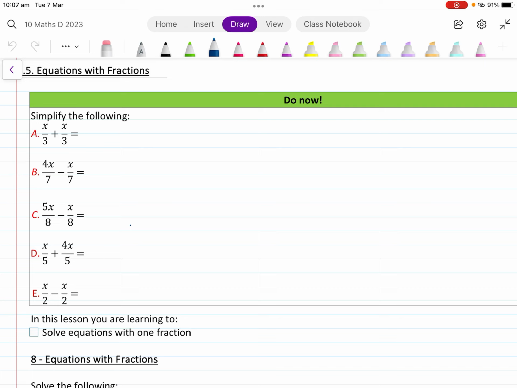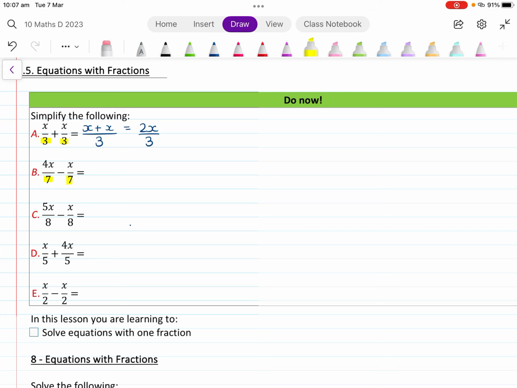Okay, so we are asked to simplify the following. We have x over 3 plus x over 3. Because we have the same denominator for both fractions, we can add our numerators together, x plus x, and put them over that denominator of 3. So x plus x is 2x over our denominator of 3. For b, we have 4x over 7 minus x over 7.